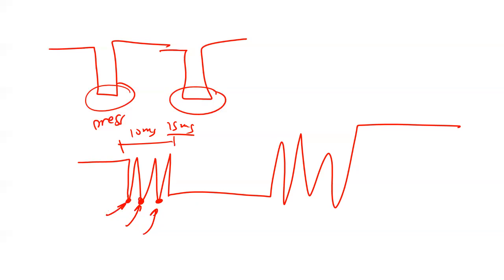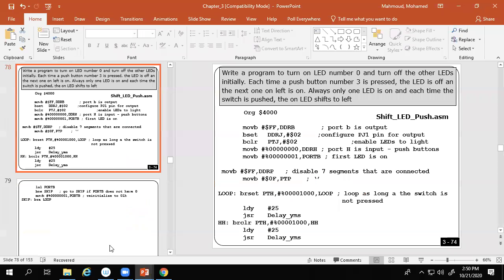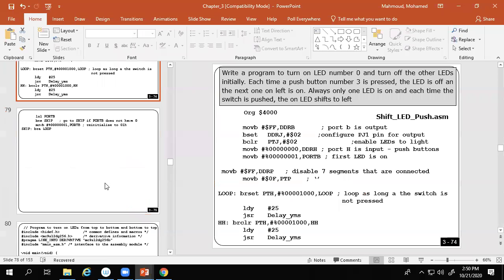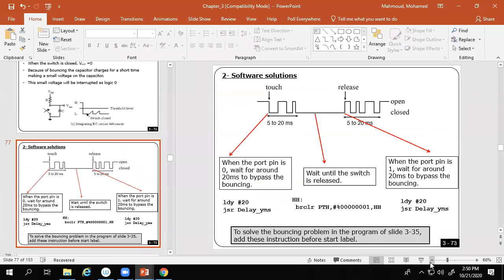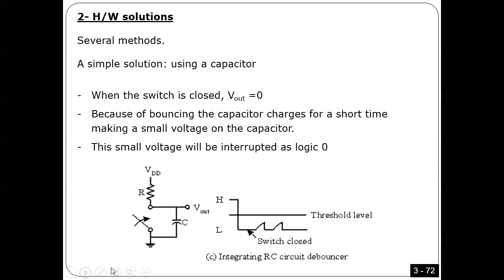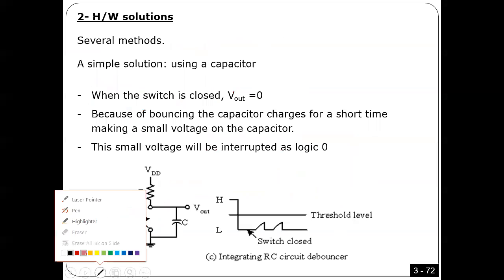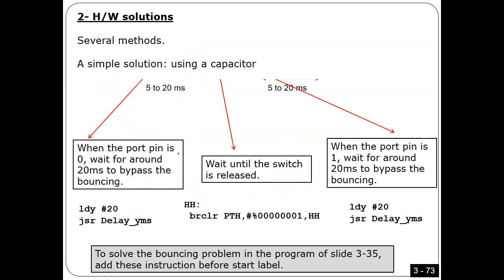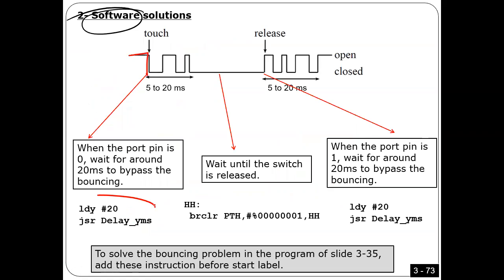Okay. How can we solve it? There are two solutions to this problem. One of the solutions that we are going to do, we call it the software solution. It's a very simple solution. This solution, what we are going to do, look here, guys. Every time you press, I'm going to wait 20 milliseconds to pass this period. So every time you press, I'm going to hold the program for 20 milliseconds so that I pass this one.